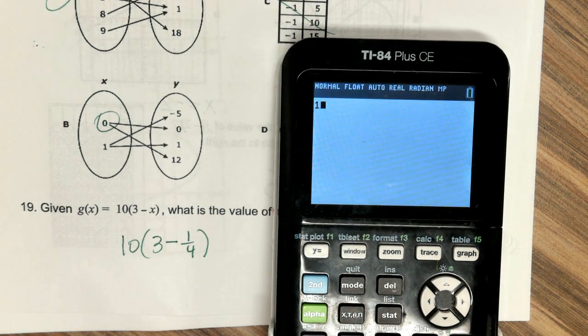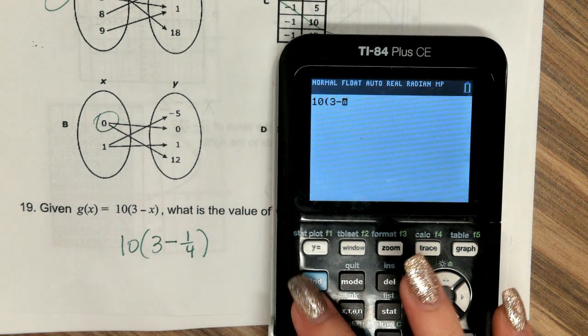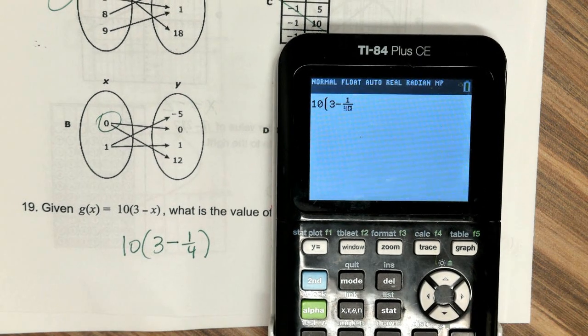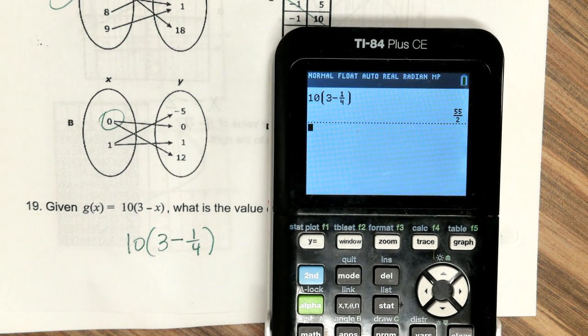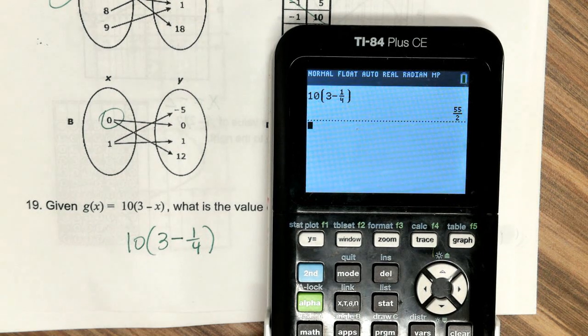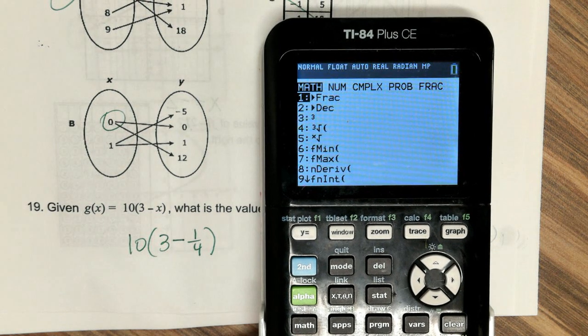All right, so I'm going to go to 10, open parentheses, 3 minus, alpha, y equals, 1/4, arrow out, close your parentheses. And there you go. Is that a good answer? No. Math. Now what? Decimal. Decimal, enter, 27.5.